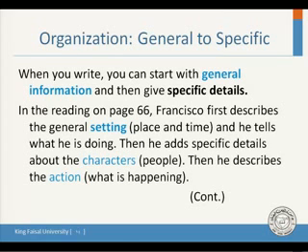And he tells what he is doing. Then he adds specific information, specific details about the characters, the people in the park. Then he describes the action, what is happening. Let's talk about this in more detail.